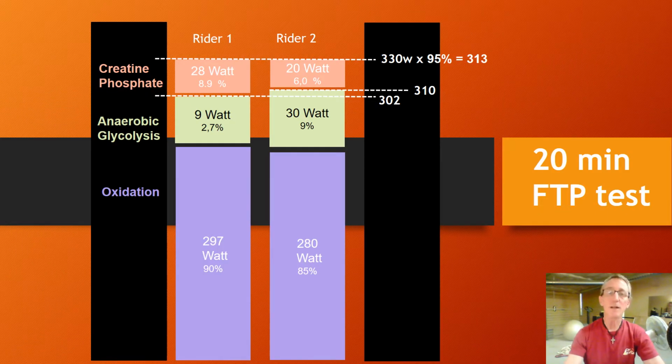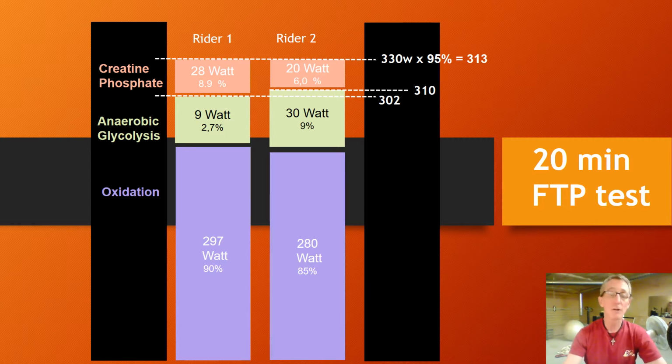The same can be seen in this 20-minute field test between these two riders. As we mentioned in the previous segment, energy supply for a maximal 60-minute effort is predominantly aerobic, with very little energy contribution coming from the anaerobic glycolytic system and virtually none coming from the creatine phosphate system. But the same assurance cannot be made for an effort as short as 20 minutes. So using these two riders as an example, they both hit 330 watts for 20 minutes. And if we take 95% of that value, then their theoretical 60-minute peak power output should be 313 watts.